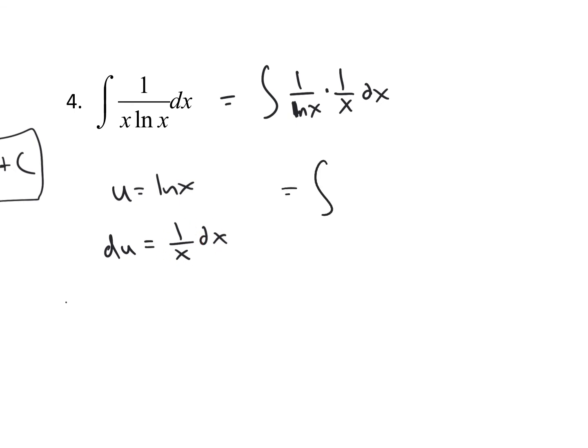So this is 1 over u du. 1 over natural log of x is the 1 over u. 1 over x dx is the du. So natural log absolute value of u, I can already plug this in here, that's natural log of x, oh, weird, plus c. Natural log of the absolute value of natural log of x plus c.